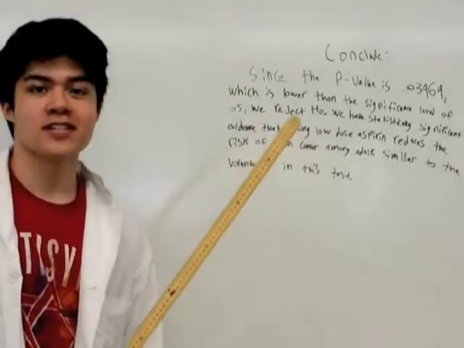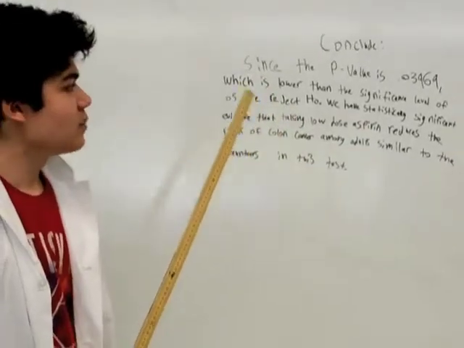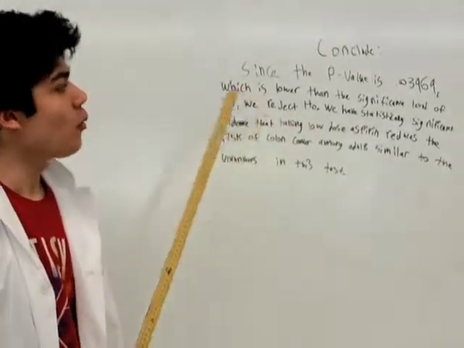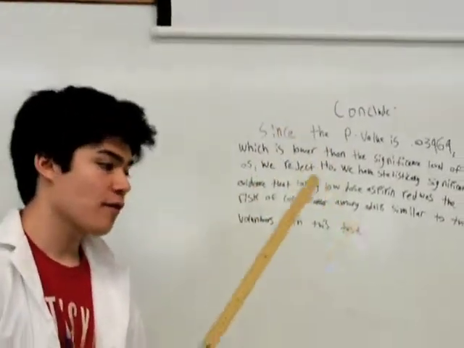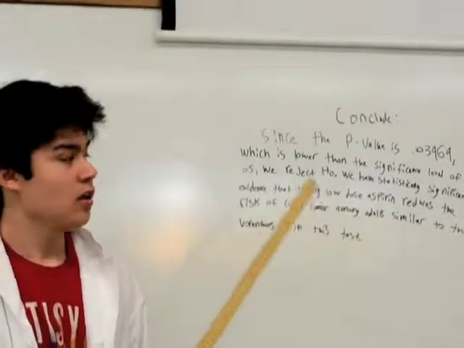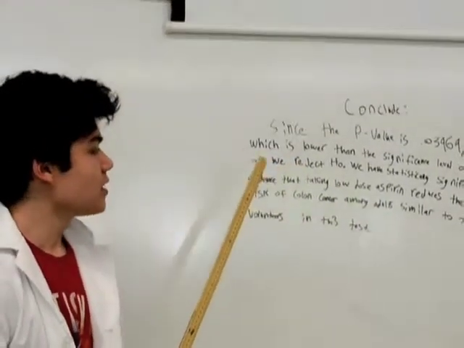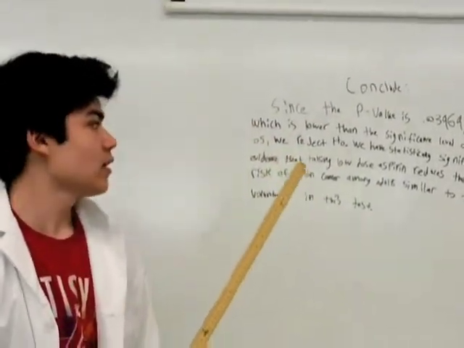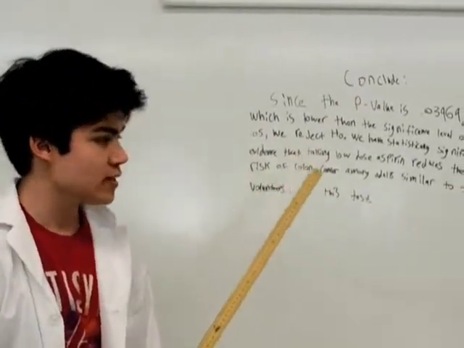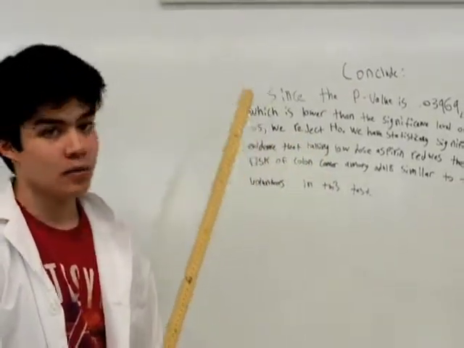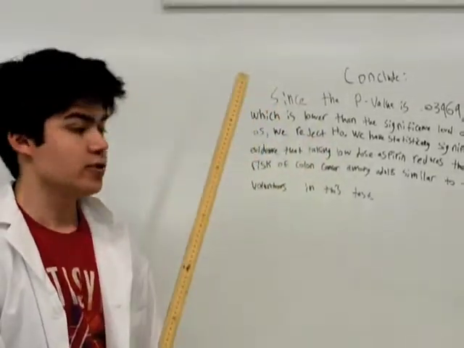Okay, so because the p-value is 0.03969, which is lower than the significance level of 0.05, we reject H null. So this is because we have statistically significant evidence that taking low-dose aspirin reduces the risk of colon cancer among adults similar to the volunteers in this test.